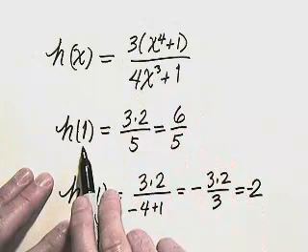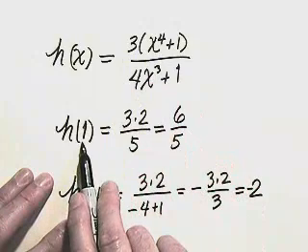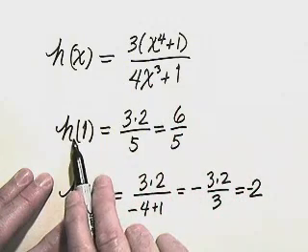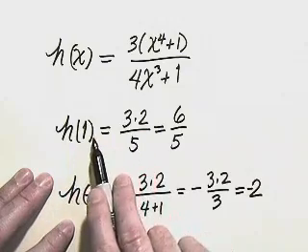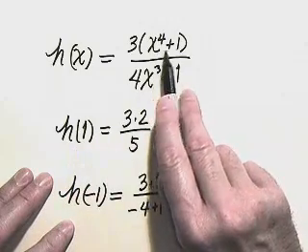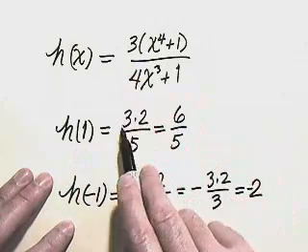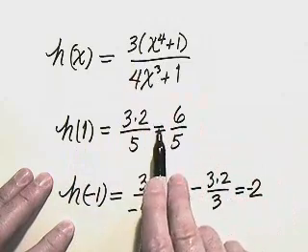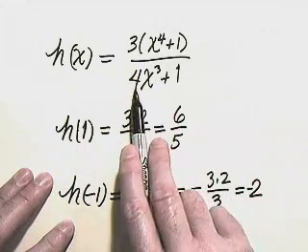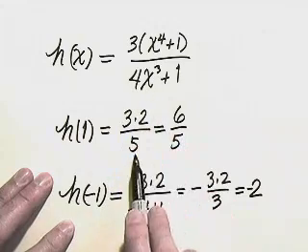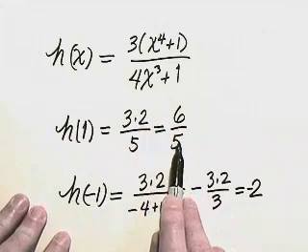So for instance, if we start off with x not equal to plus 1, we'll be substituting 1 into h. Well, when I substitute 1 in, notice 1 plus 1 is 2, so we get 3 times 2, which is 6 for the numerator, and down in the denominator, 4 times 1 plus 1 is 5. So h of 1 is 6/5.